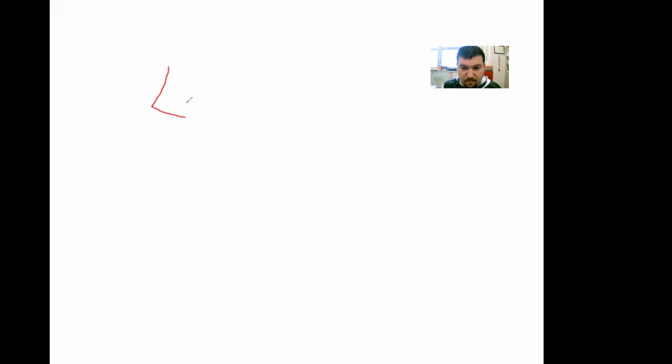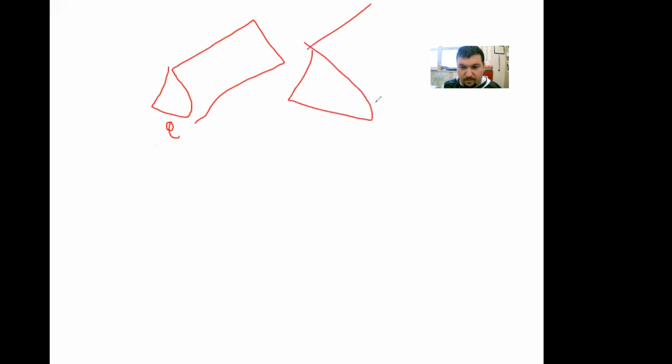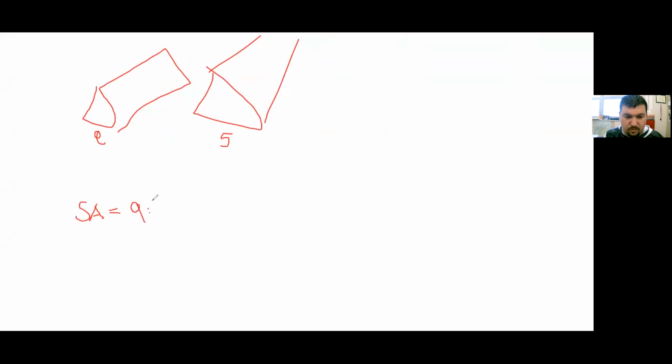Okay. So let me write down, so it was a triangular prism, had a side length of Q, and then there was a larger triangular prism, had a side length of 5. It says the surface area ratio is, I think it was 9:25. It is 9:25.